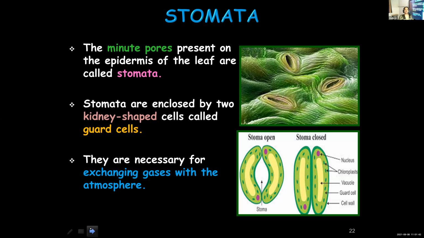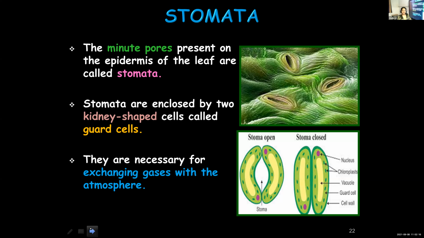They are necessary for the exchange of gases. They help in the exchange of gases, taking in oxygen, giving out carbon dioxide, or the exchange of both these gases. When plants respire, they need oxygen and they breathe out carbon dioxide, and during photosynthesis, they need carbon dioxide and they give out oxygen as a byproduct. For all the exchange of gases, these openings are needed. It is through these openings that the exchange of gases takes place.